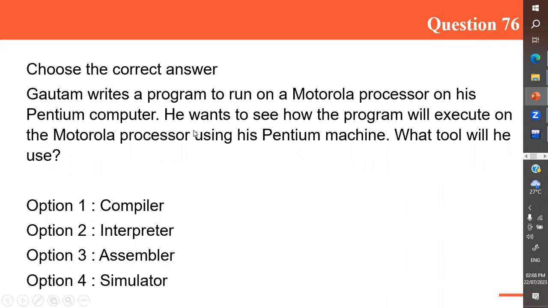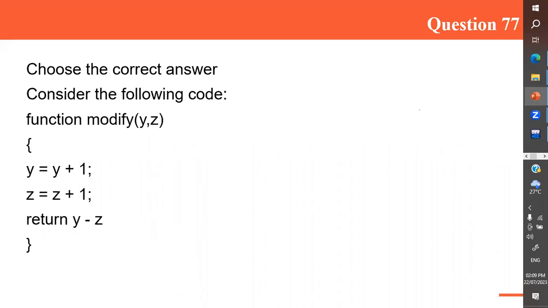So here, what is it? He wants to see how the program will execute on a Motorola processor using a Pentium machine. On a Pentium machine, I want to create an environment of a Motorola processor. How can I do that? The only possibility is by installing a simulator of a Motorola machine. Got it? If I have a simulator of the Motorola processor, then I can install it on my Pentium machine. That's it. I hope everyone understood.